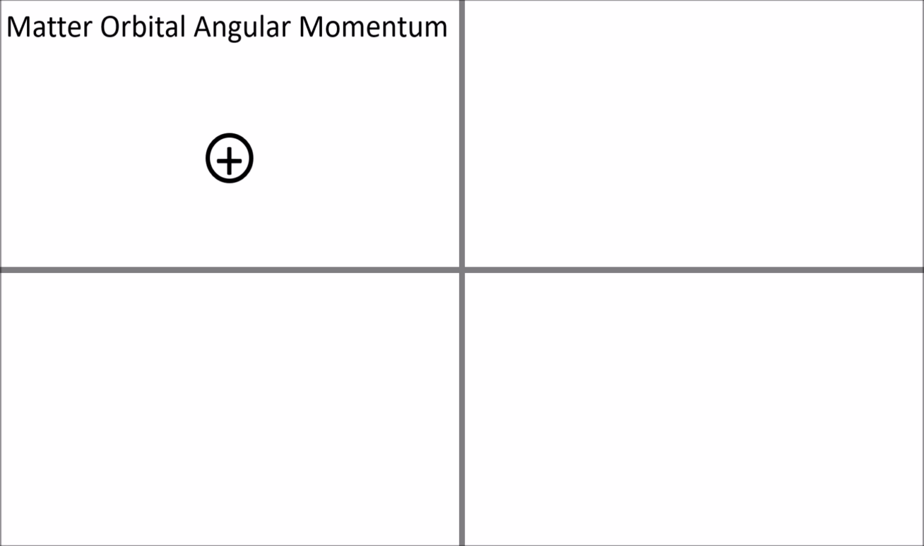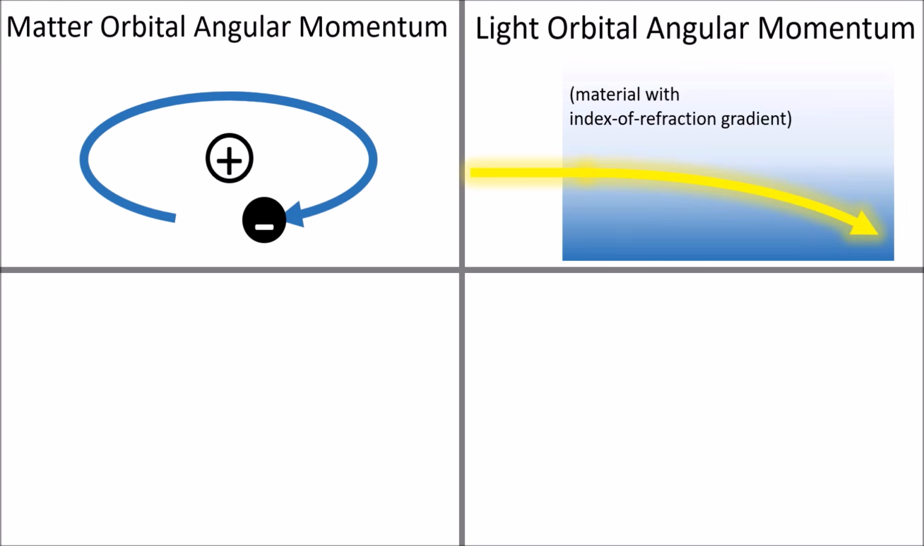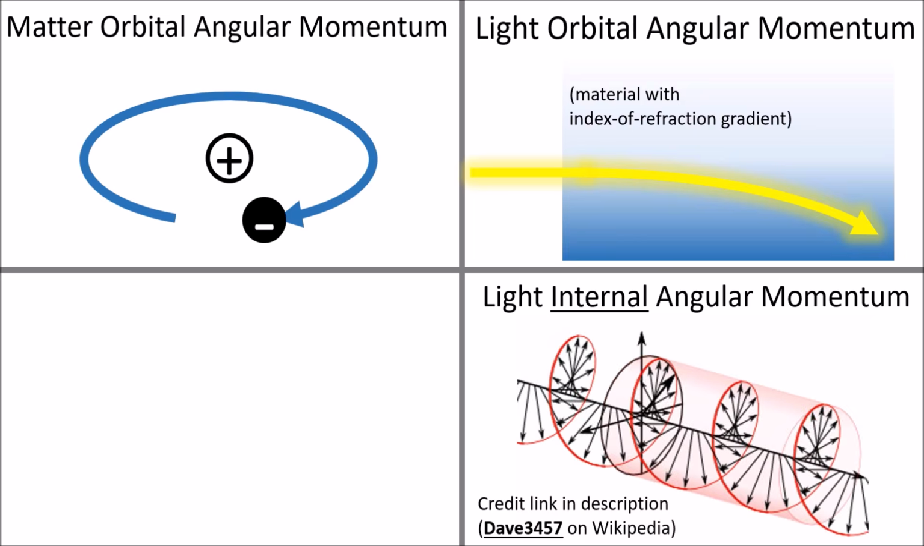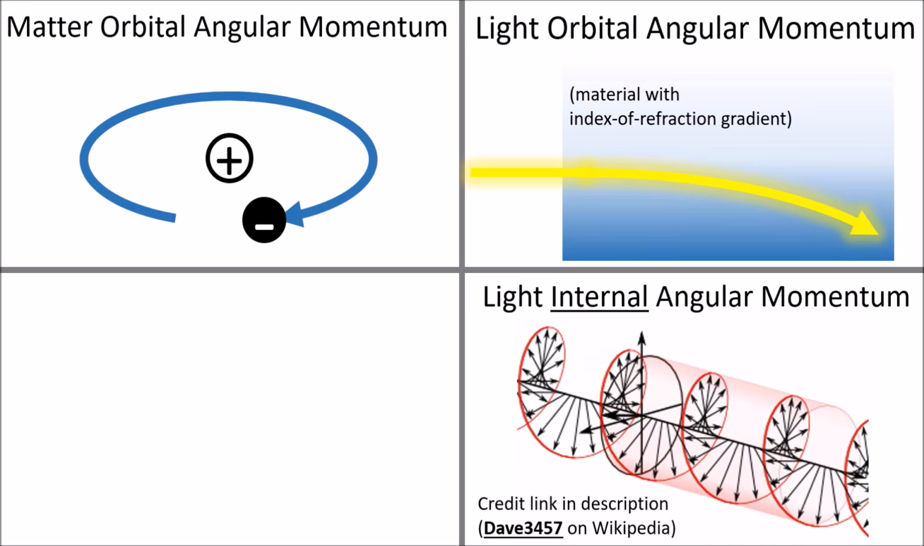However, there's an analogy with light that can help our understanding here. Matter particles have orbital angular momentum when they actually curve around in space, and light rays can also have orbital angular momentum when they curve around in space. But from our last video, we know that light waves can be polarized, which allows for an internal type of angular momentum that is internal to the light beam itself.